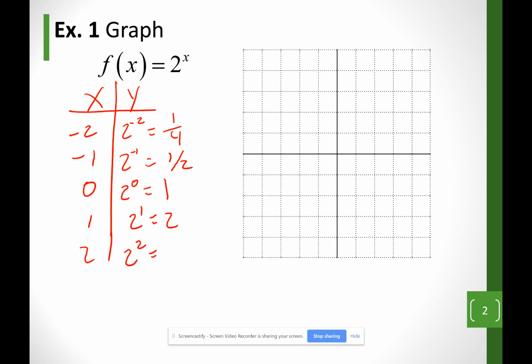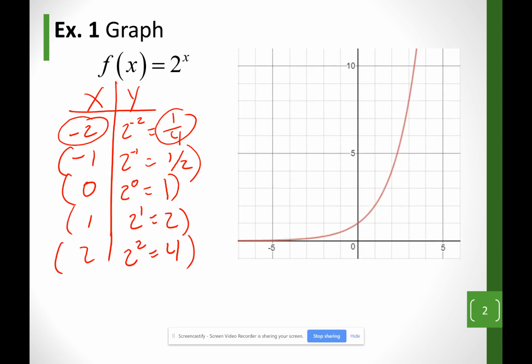and then I have 2 to the 2. That basically gave me some points: -2, 1/4, that's one point. Then I have the coordinates -1, 1/2, then 0, 1, then 1, 2, and 2, 4. I plot my points, and there you go. See, I have -2, 1/4 right here, -1, 1/2. It seems like my function from left to right, my graph is growing up.